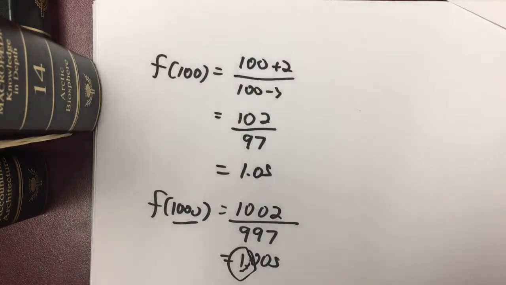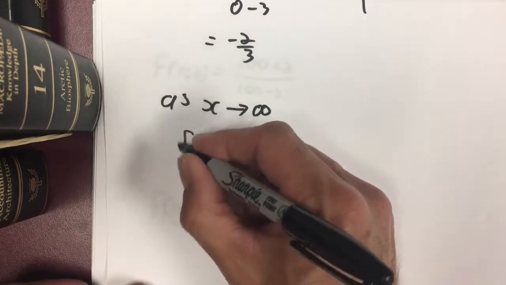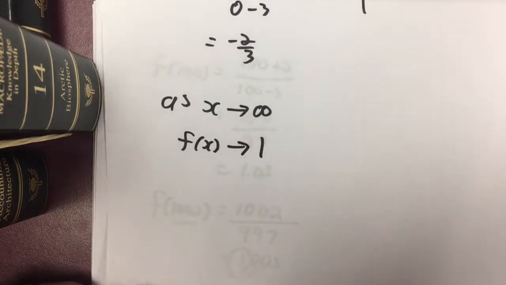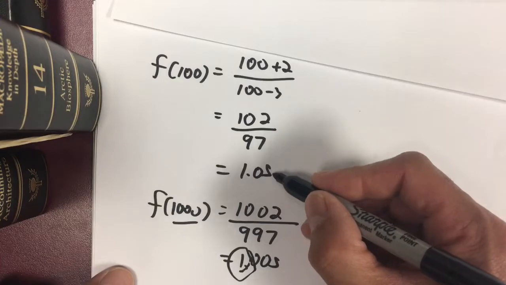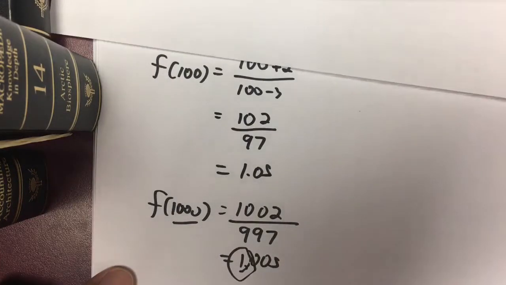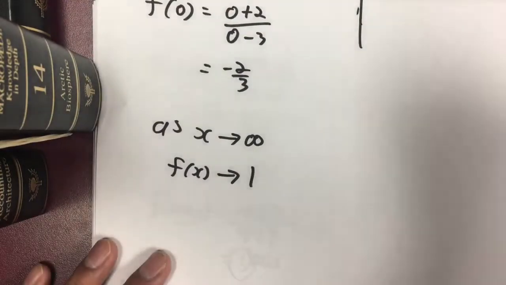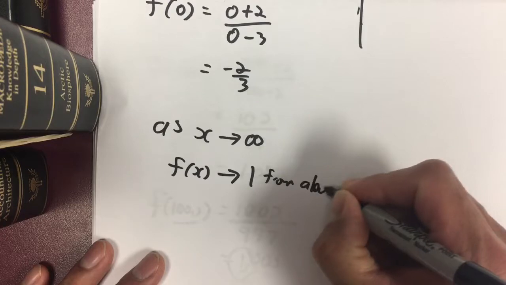So that gives us this end behavior. As x approaches infinity, f of x approaches 1. And we can further clarify. See how we have numbers above 1 that get closer and closer to 1? As x approaches infinity, f of x approaches 1 from above.